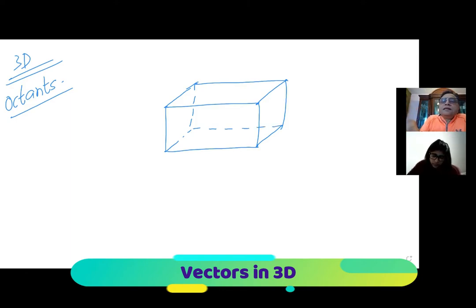Now let us say that the vector is moving in such a way that this is my origin. I want to make it in a different line. When you're working with vectors, you have to draw neat and clean diagrams. Vector basically has magnitude and direction, so if you draw it nicely, you really understand it.